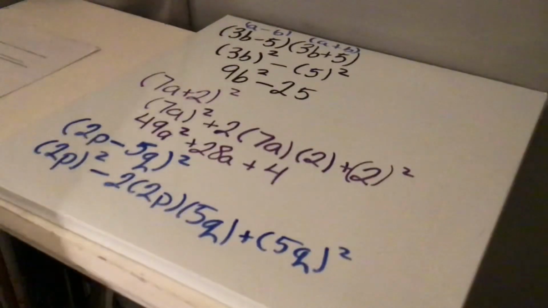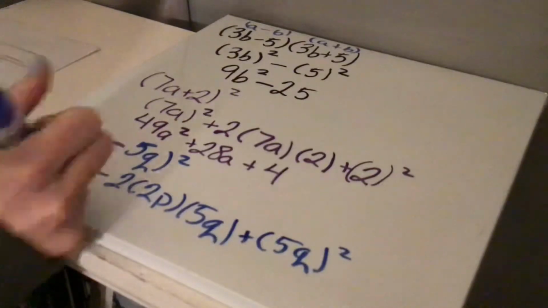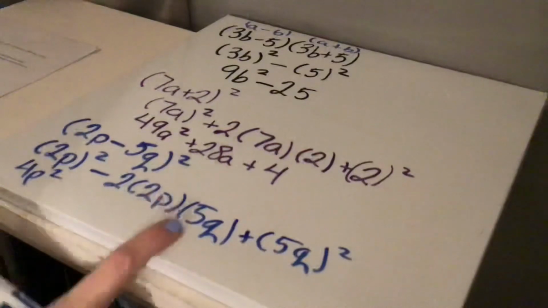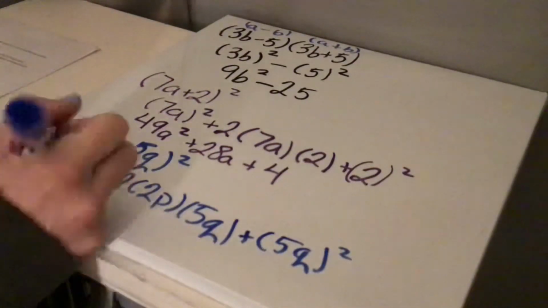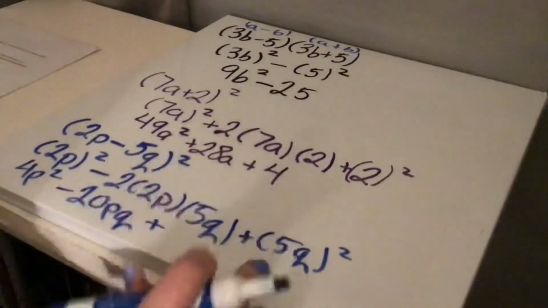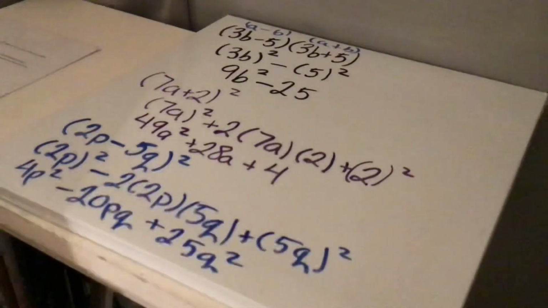Okay, so 5q squared. You square the whole term, not just part of it. Then simplify. So 2p squared would be 4p squared. Negative 2 times 2p is negative 4p. Times 5q is negative 20pq. Plus 5q squared is 25q squared. And that's the product of 2p minus 5q squared. Okay?